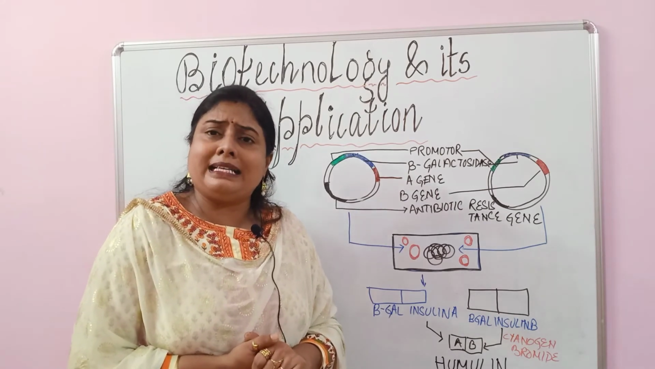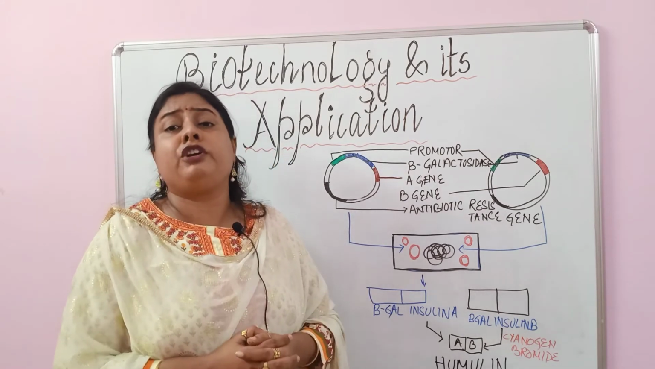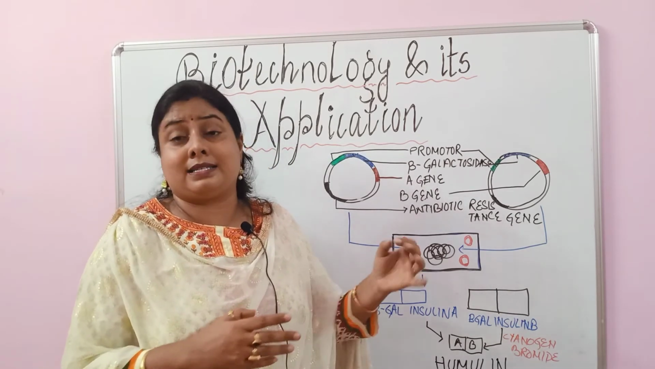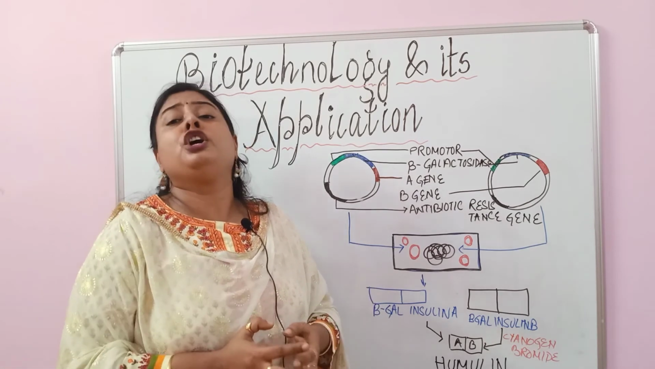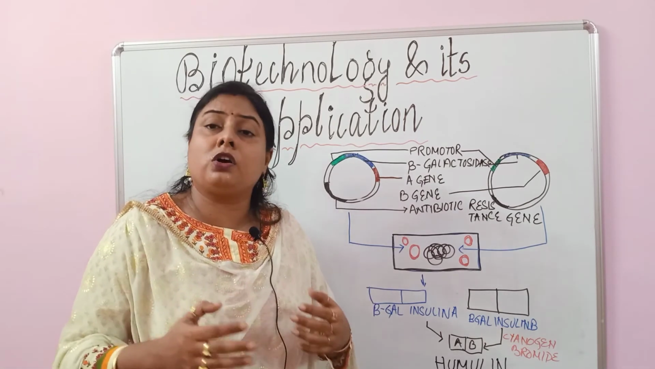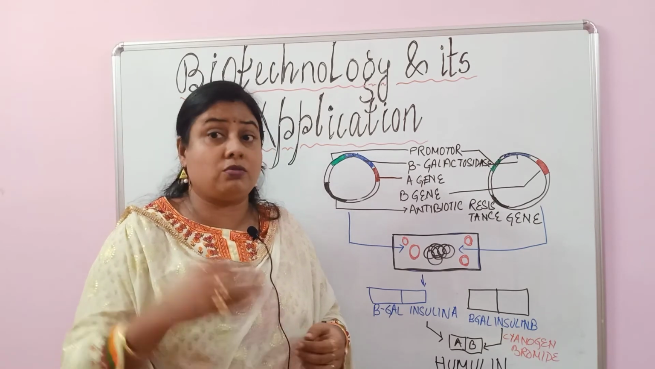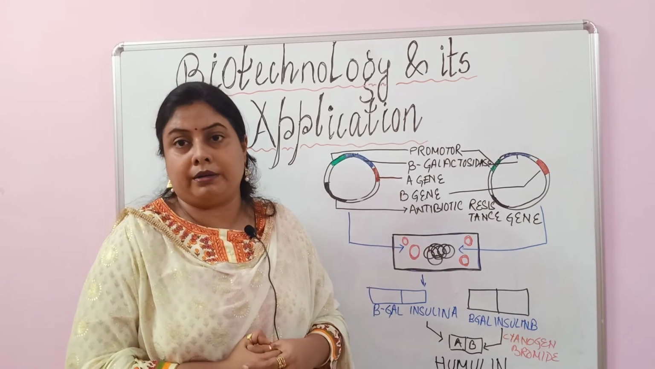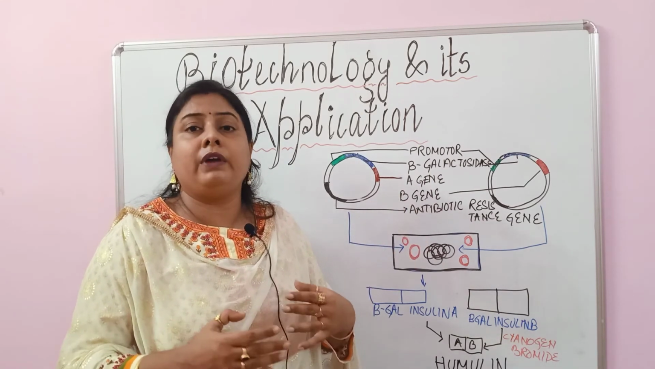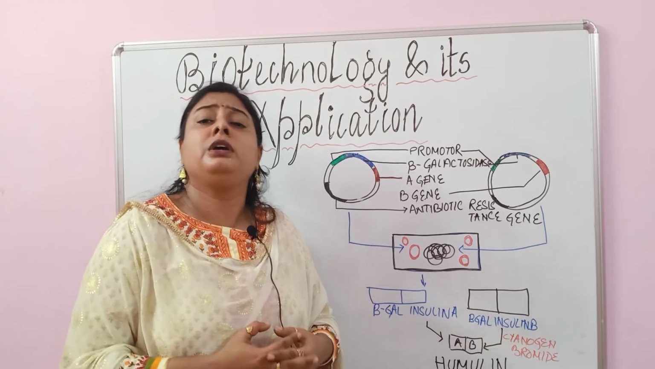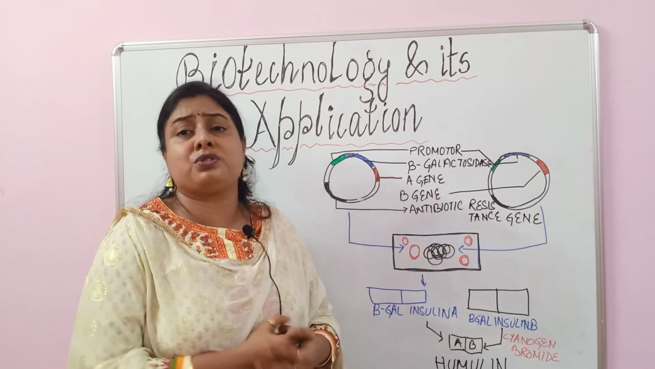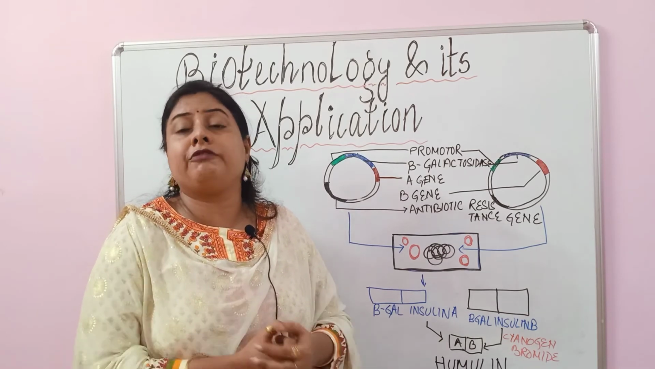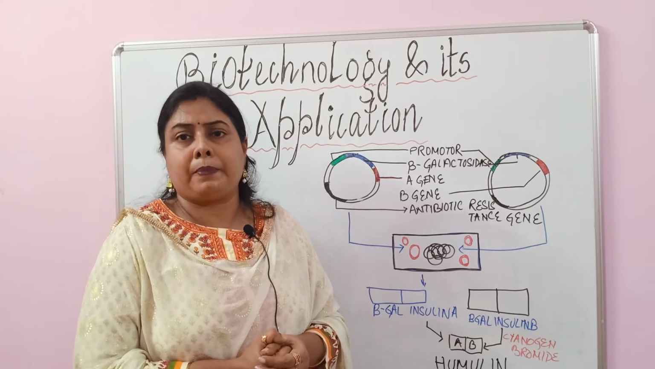In this way, we can synthesize a huge amount of humulin in a short span of time, and that also exactly having the amino acid sequence of the human insulin. So it will not cause any immunogenic reactions. Totally safe, as well as cheap in the market. So this made available a huge amount of human insulin in the market for the patients with diabetes mellitus. So a huge boon in the field of medicines.